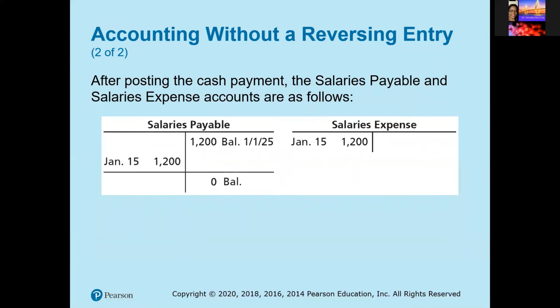Now, this method of recording the cash payment is correct. However, it wastes time because the business must refer back to December 31st adjustments. Otherwise, the business does not know the amount of the debit to salaries payable, in this example, the $1,200. So searching December's adjusting entries wastes time and money. So to save time, accountants can use reversing entries.